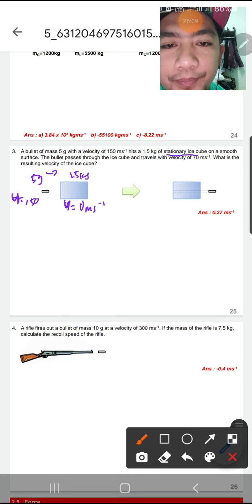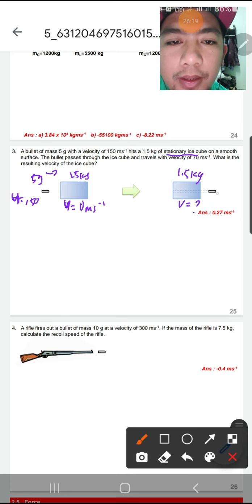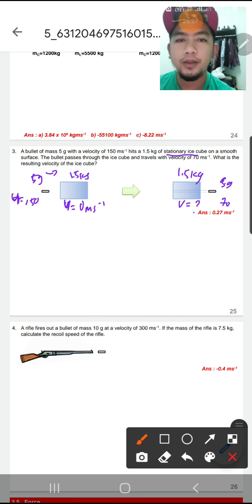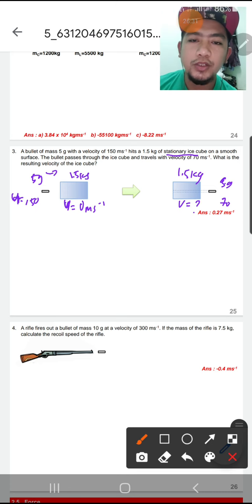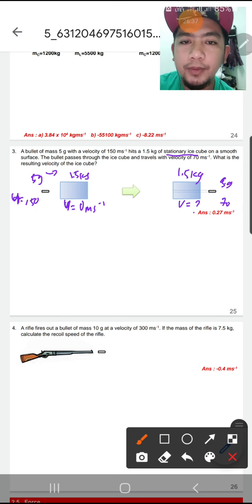First, the ice cube is 1.5 kilogram. The final velocity we don't know. This one, the bullet 5 gram, and the final velocity is 70. So the question asks, what is the resulting velocity of the ice cube? So logically, what type of momentum here?